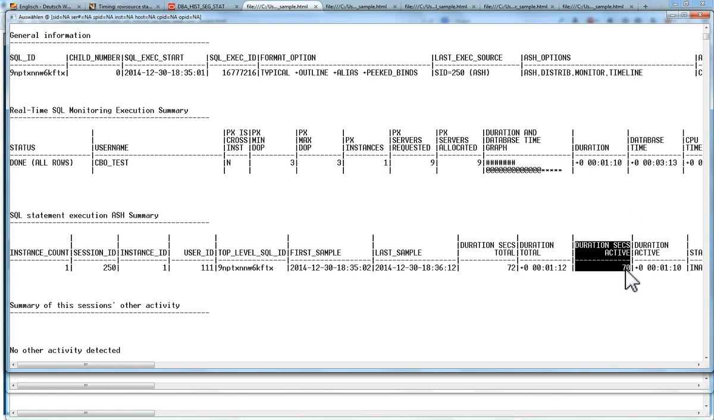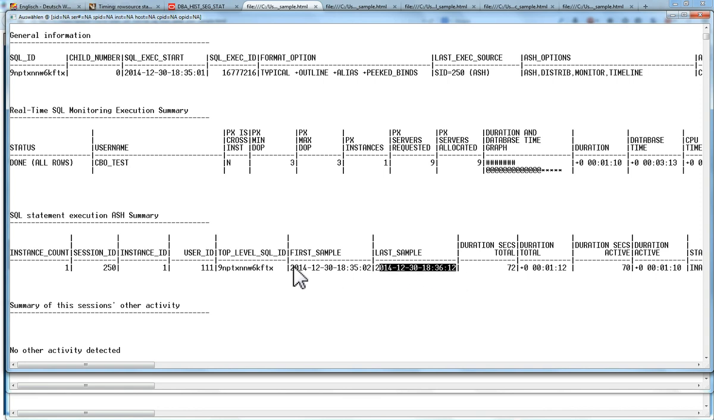and this basically means the duration total, and this active and total is something that you will see multiple times in these sections, therefore it is probably important to explain it. This duration total here is typically based on calculating first sample to last sample. In this particular case here, it's not calculated on first sample to last sample, but it's based on the SQL exec start and the last sample.